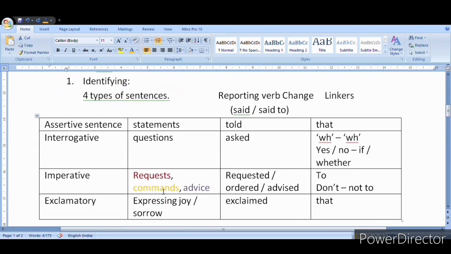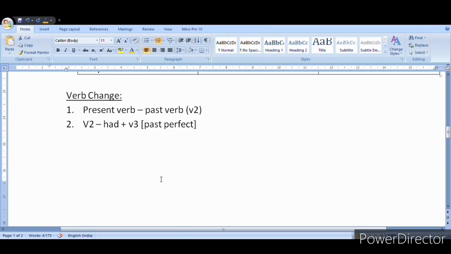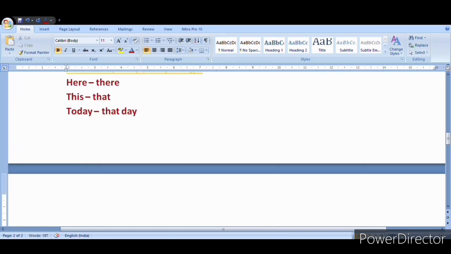So finally, adverbial change, that is, as I told you, time or place change. We have to change some of the words like here, there; this, that; today, that day; tomorrow, the next day. Likewise, there are some other words you have to change as well. Clear?